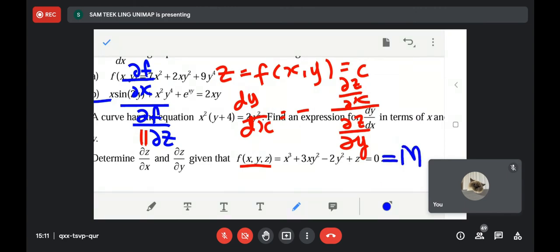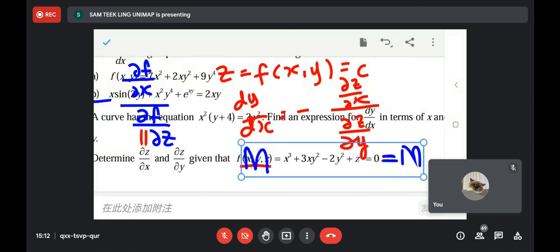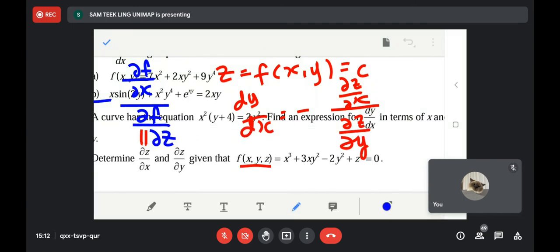But in your solution, you must write it out. If you want your x^3 - 3xy^2 - 2y^2 + z = 0, then this equation equals m, and you must write out your m. After this, we follow the same method. So if I say this one is m, this whole equation equals m.